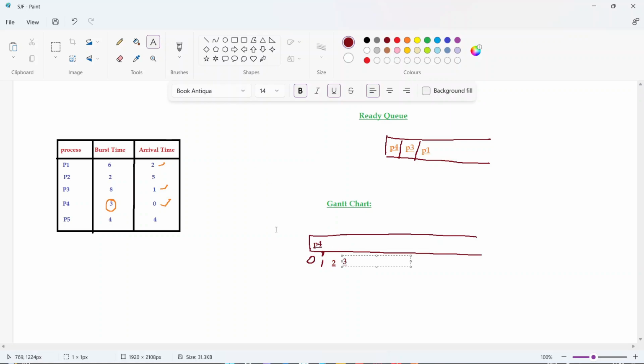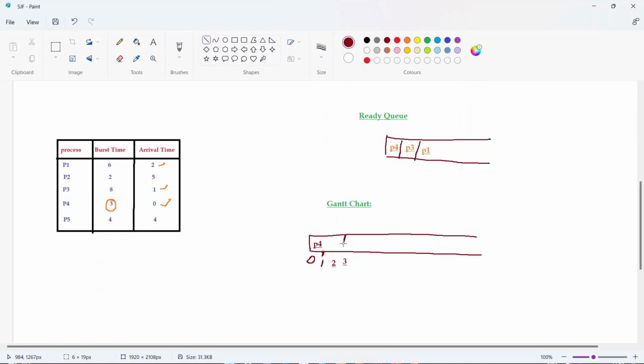Now at the third second we need to check whether any process is arriving. You can see at the third second no process is arriving, and P4 has also completed 1, 2, 3 seconds. So we need to stop here. P4 has completed its execution, right? So we can remove P4 now.